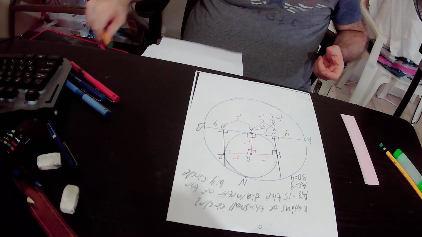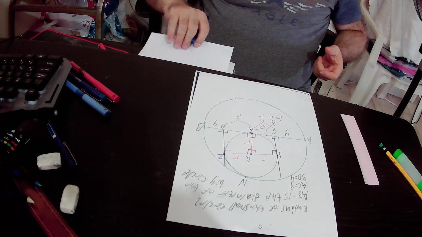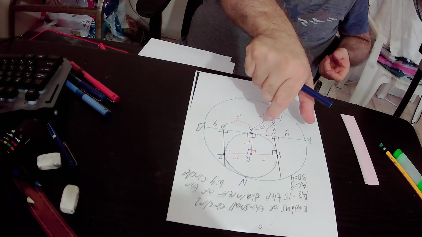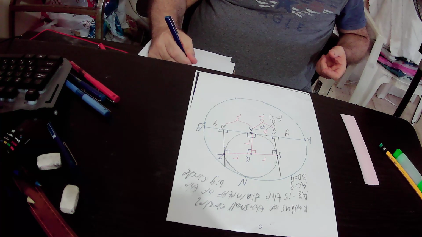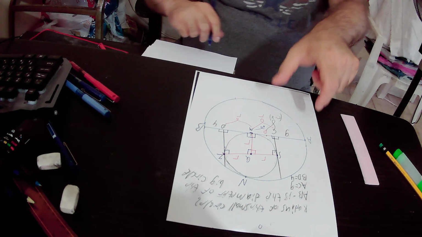Okay, so the first equation states that the radius of the big circle, capital R, equals AP.